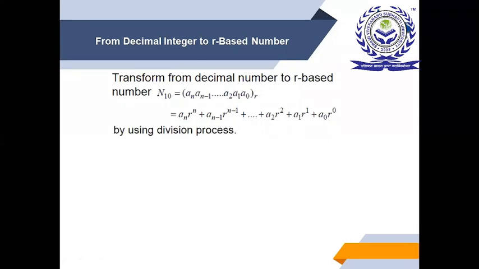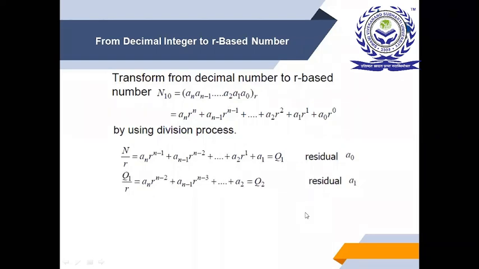This process can be done by the division process. We first divide number n by base r and find its remainder. Whatever the remainder is, we keep it aside. The first remainder will be a0, the first coefficient. Here the quotient will be q1. Again we divide q1 by r and find the remainder a1 and quotient q2. This process continues until we find the final coefficient.